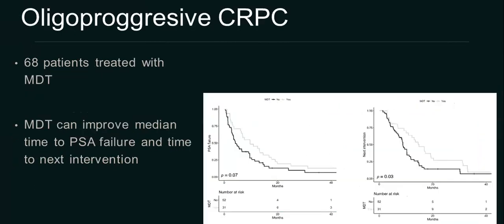What about the oligoprogressive prostate cancer, castrate-resistant prostate cancer? This is a study from European Urology in 2021. 68 patients treated with metastasis-directed therapy, and metastasis-directed therapy can improve median time to PSA failure and time to the next intervention. So it helps with prolonging your second-line treatment in such patients.